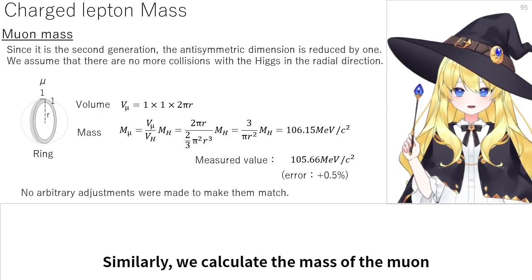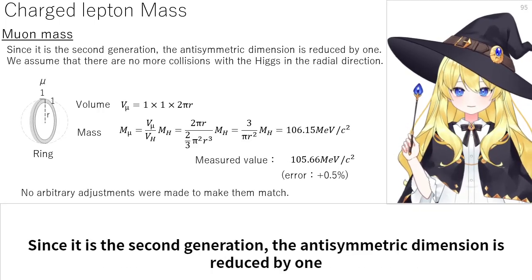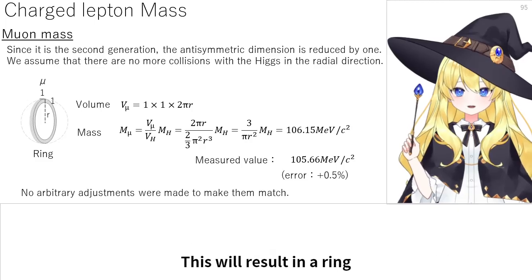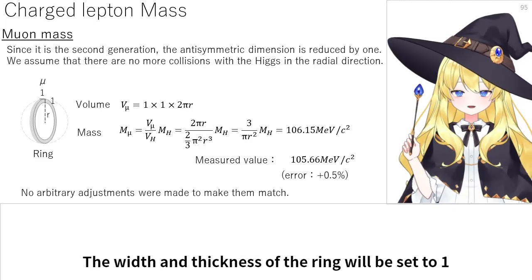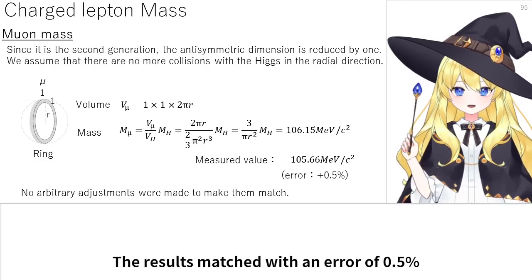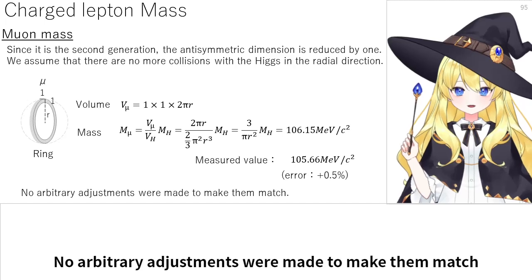Similarly, we calculate the mass of the muon. Since it is the second generation, the antisymmetric dimension is reduced by 1. We assume that there are no more collisions with the Higgs in the radial direction. This will result in a ring. The width and thickness of the ring will be set to 1. With this, we can calculate the volume and mass. The results matched with an error of 0.5%. No arbitrary adjustments were made to make them match.